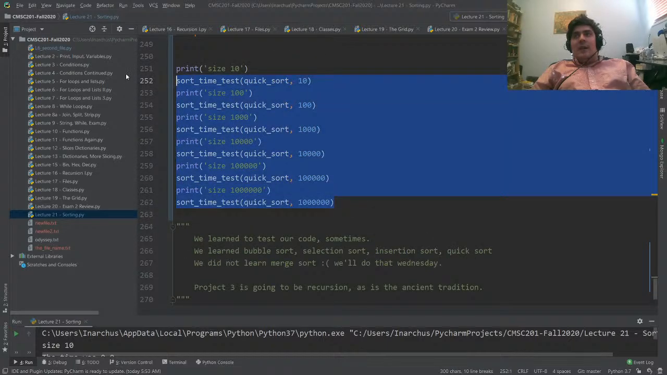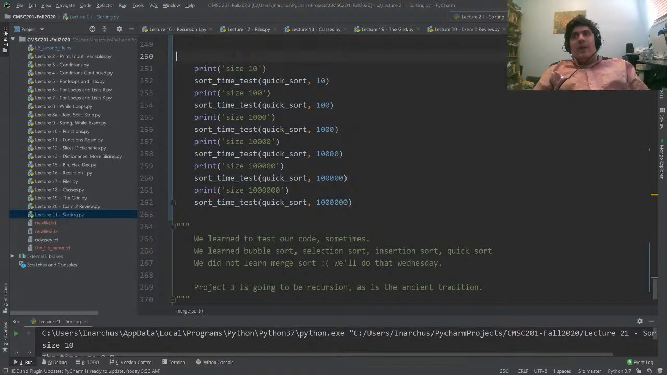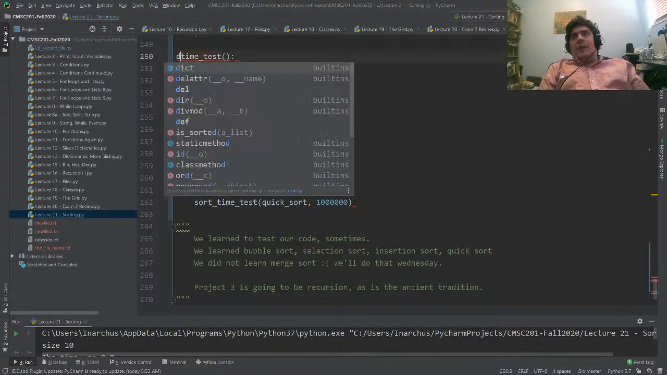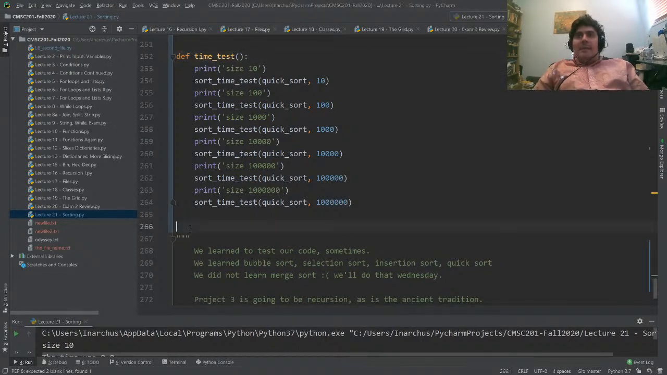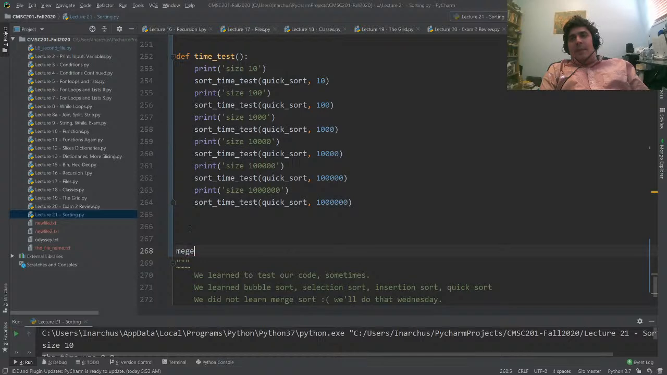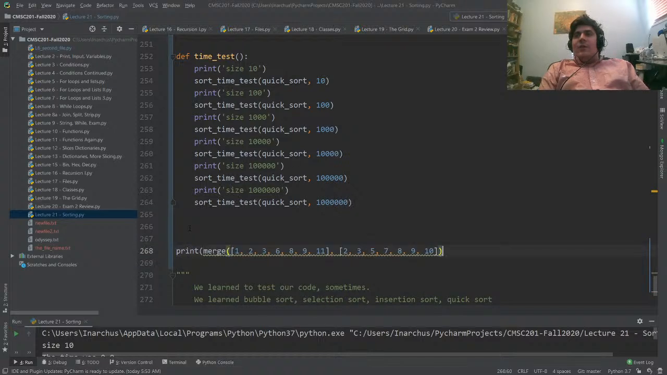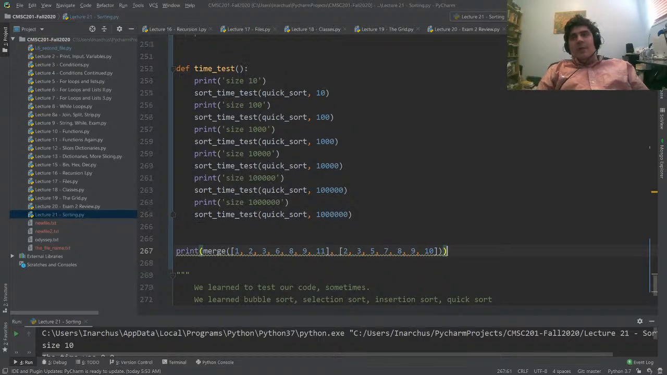So let's put this into a time test function. And then let me just show an example of merge on, say, 1, 2, 3, 6, 7, 9, 11, or something like that. And then here, let's do 2, 3, 5, 7, 8, or I keep wanting to hit 8, but I miss and then hit 9, 10, right? Now, technically, the lists don't even have to be the same length, but who cares?